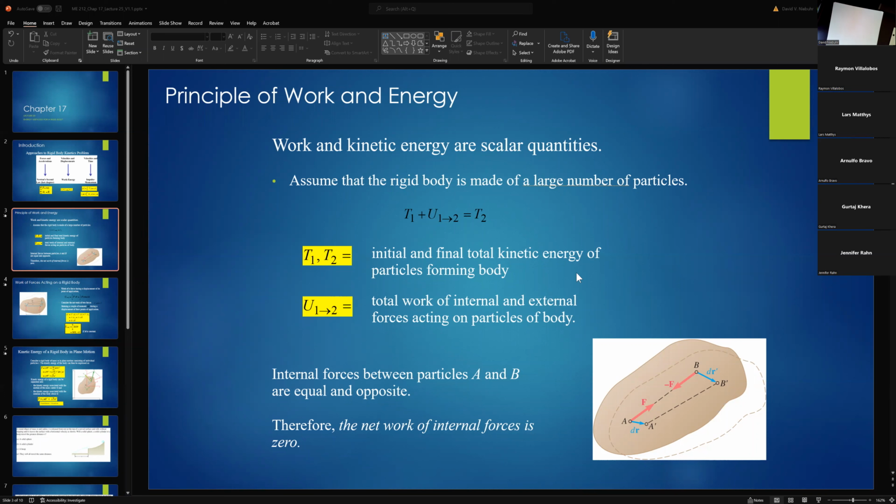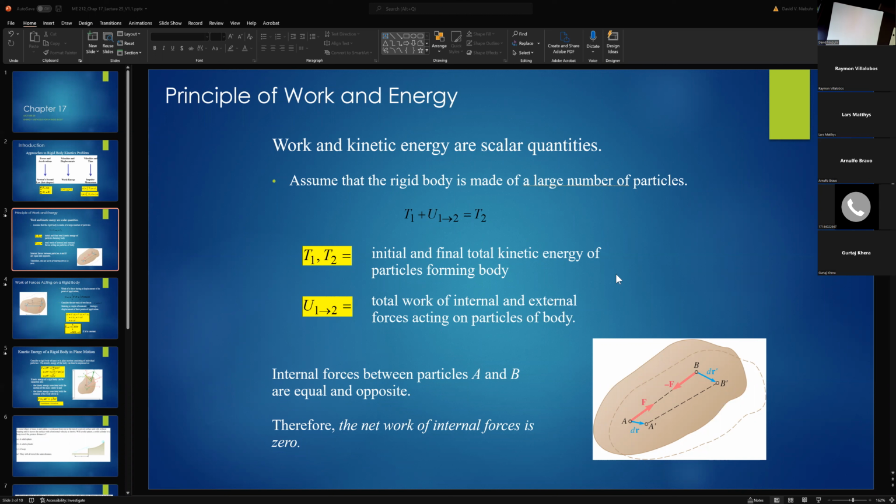All this slide is telling you is that there's no internal work. The net internal work is 0. Because it's a rigid body and the rigid body doesn't deform, which isn't always the case, but because we assume it's perfectly rigid, then we don't have to worry about that. So it's almost a moot point in a sense.